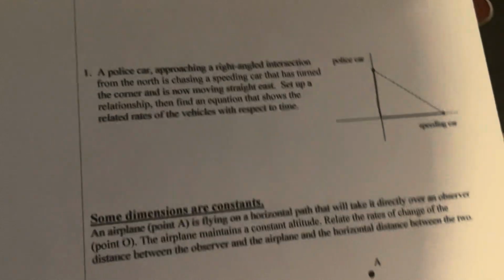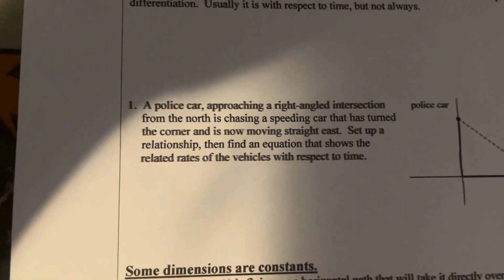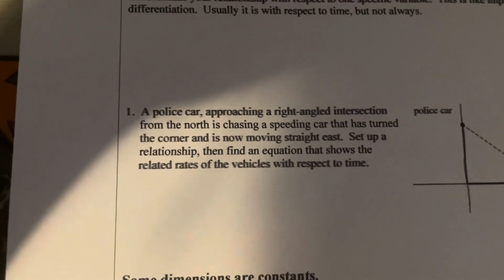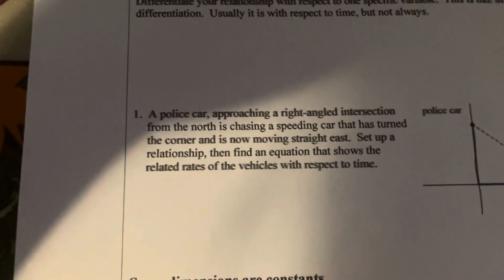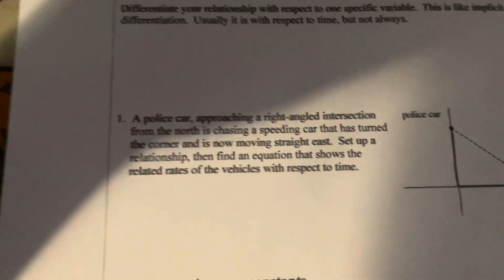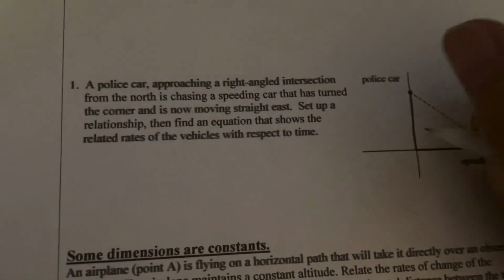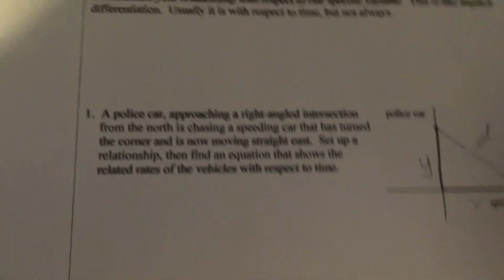Number 1. A police car approaching a right-angled intersection from the north is chasing a speeding car that has turned the corner and is now moving straight east. Next up, set up a relationship, then find an equation that shows the related rates of the vehicles with respect to time. So let's call this our y, these are x, and let's call this d.